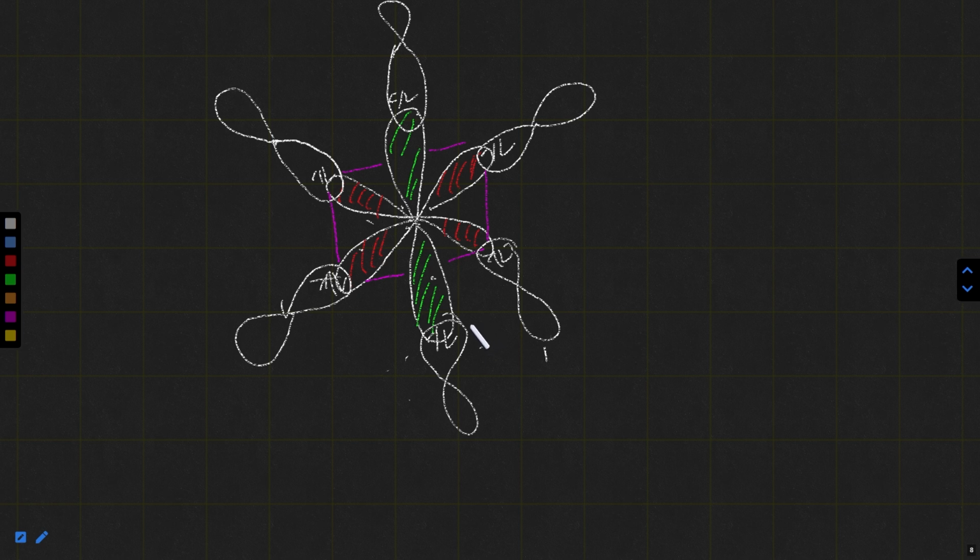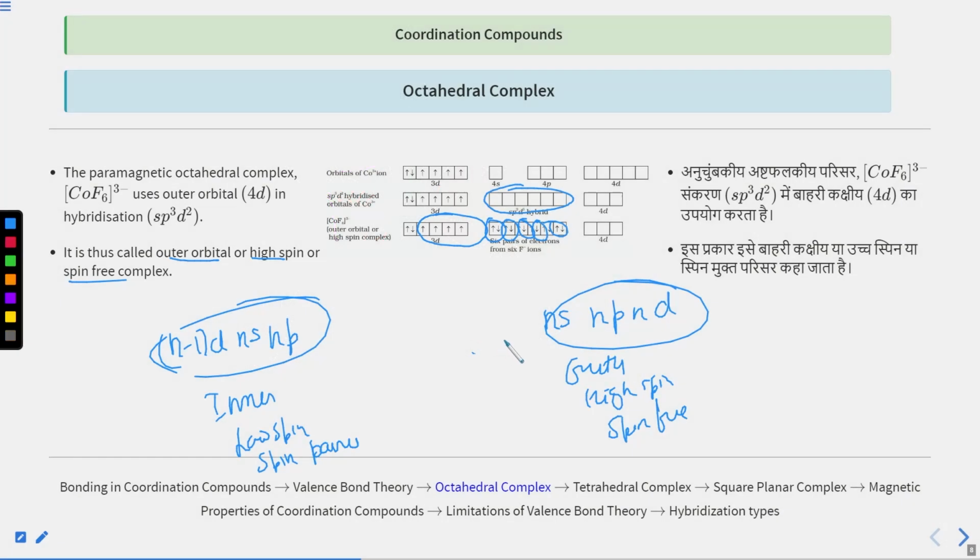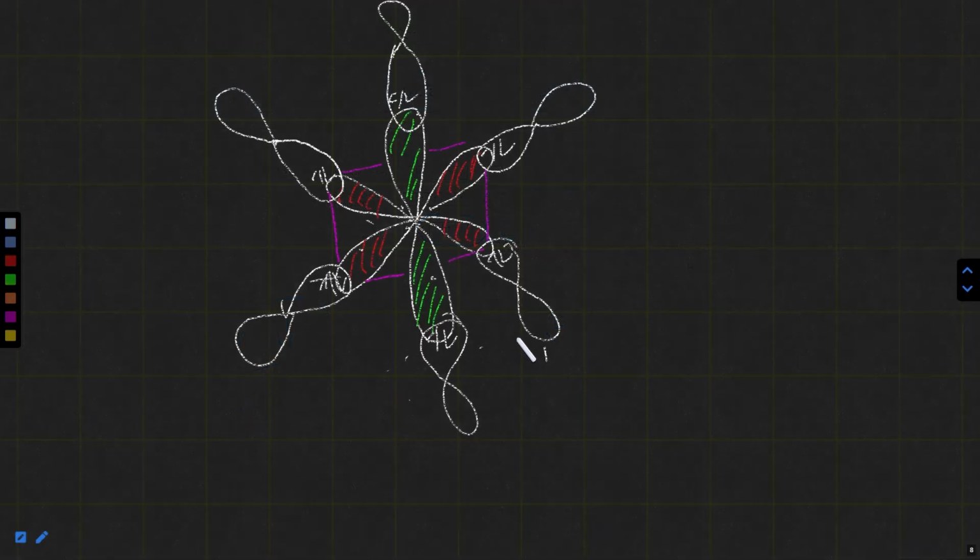Okay, that is the case for valence bond theory. So is this picture clear to you? This will completely explain the valence bond theory. Now these 6 orbitals, although I have colored them with different pens, red and green, have the same energy. You shouldn't be confused about them.